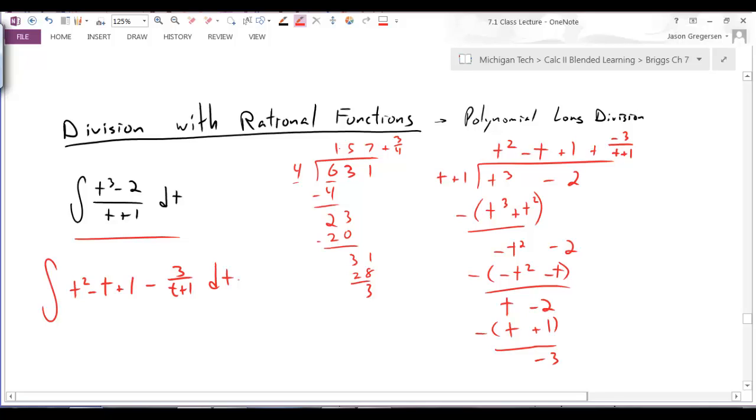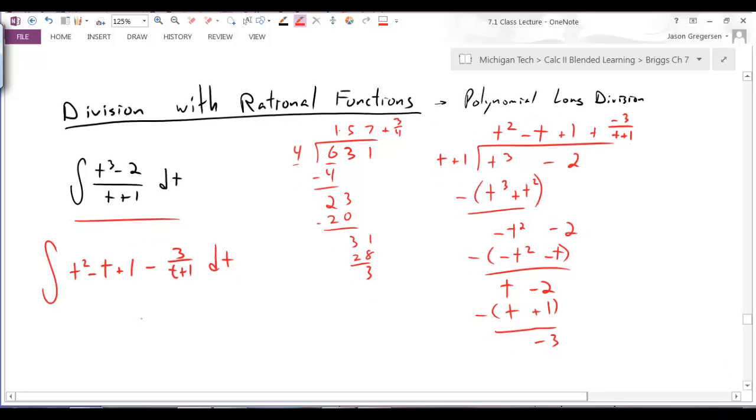Much easier to integrate. When I integrate this thing, I just get the integral of each of the terms. I get t cubed over 3 minus t squared over 2 plus t minus 3 times the integral of 1 over t plus 1. That's the natural log of t plus 1, plus some constant. If you're not comfortable with that last integral, we can do it by substitution: let u equal t plus 1. See how that simplifies.